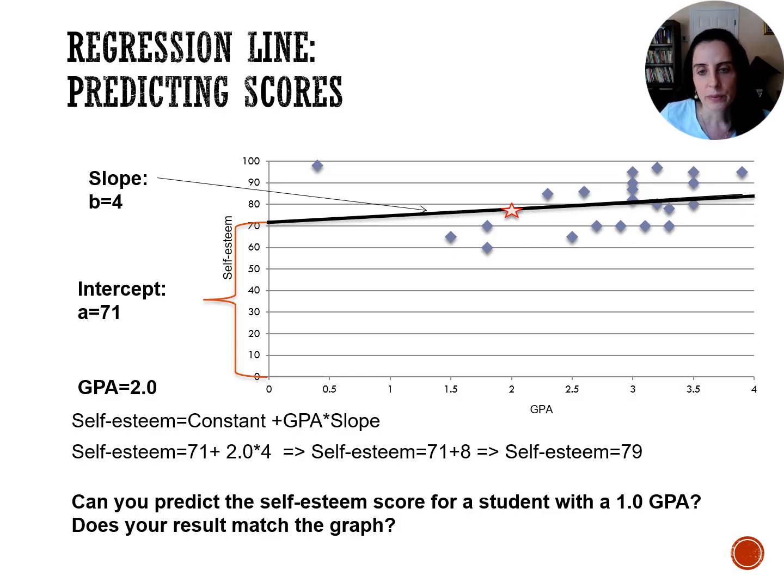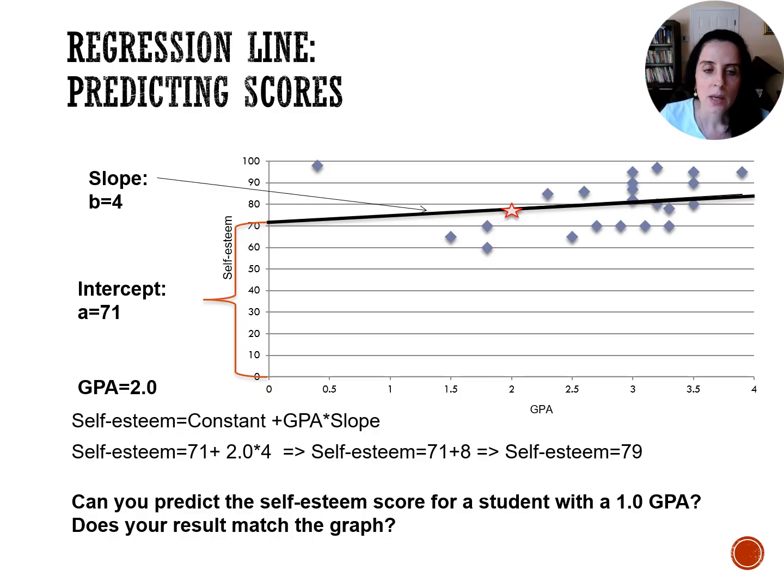The only other piece of information that we need is the slope, which shows the inclination of the regression line, or how steep or how flat the line is. In our case, the slope is equal to 4. To obtain the self-esteem score, all we have to do is to multiply the student's GPA, which is 2.0 in our example, with the slope, which is 4, and we get 8. Then we add 8 to the intercept, which is 71, and we get the self-esteem score, which is 79. And this is all we have to do.